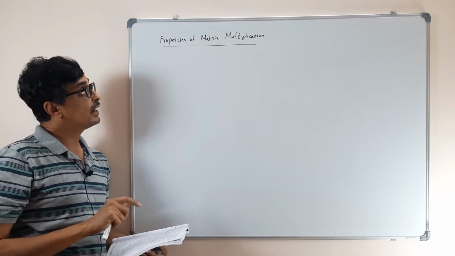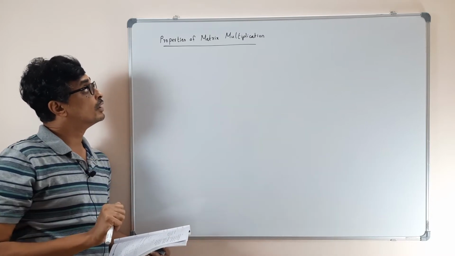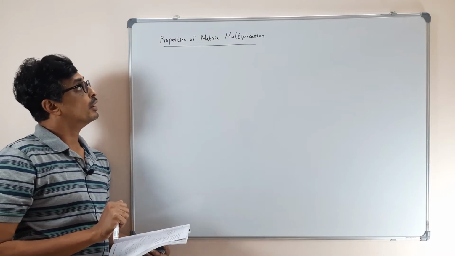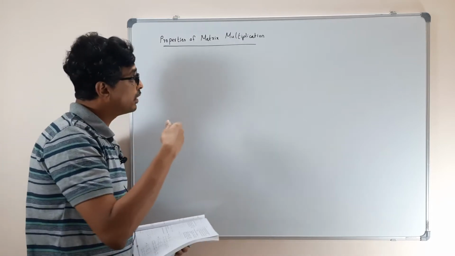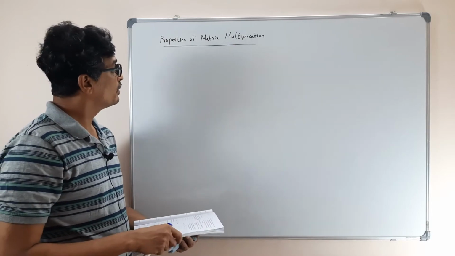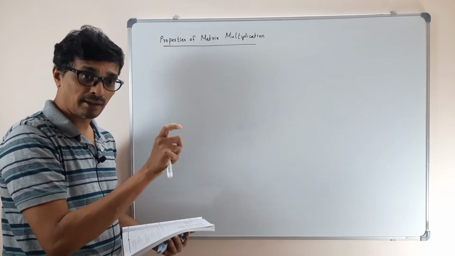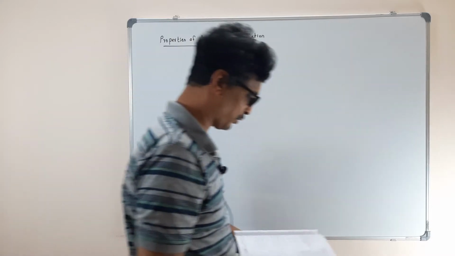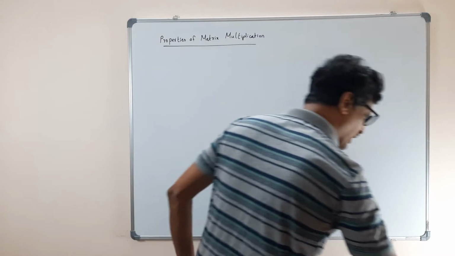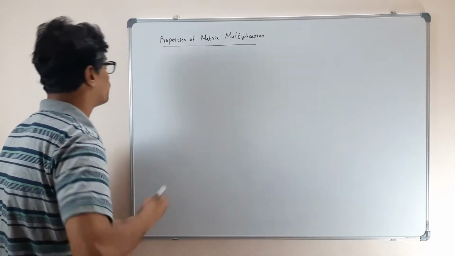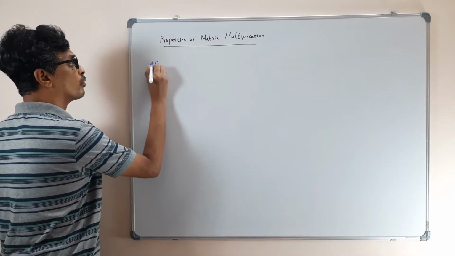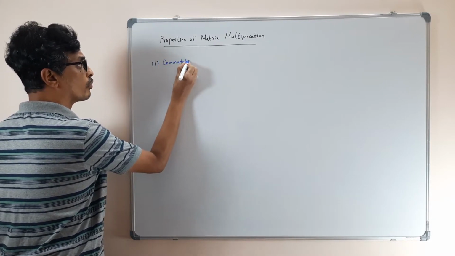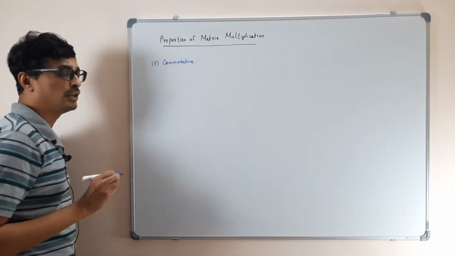Before that, we will see the properties of matrix multiplication. Generally, I wrote it as matrix multiplication, but we will see the properties of all these algebraic operations of matrices. For example, the first one, which we already saw, is the commutative law.